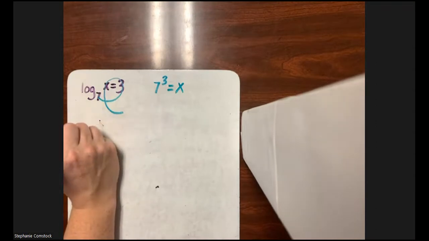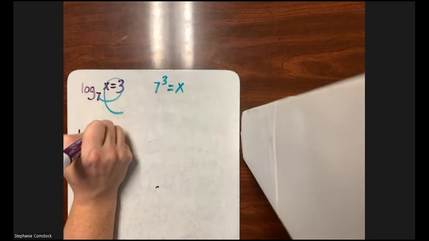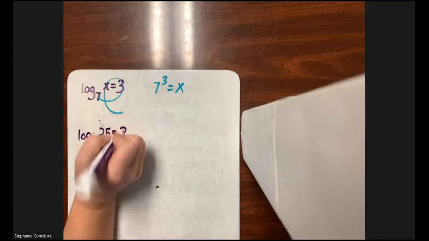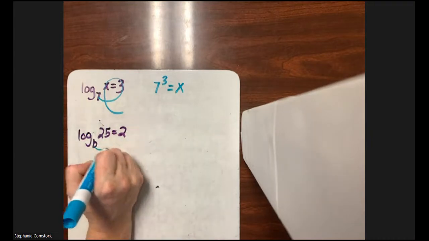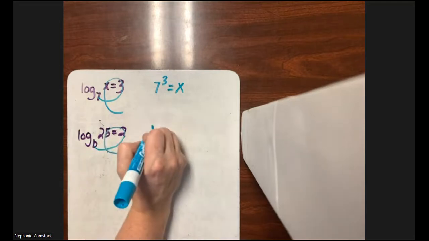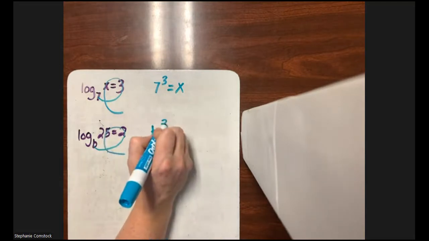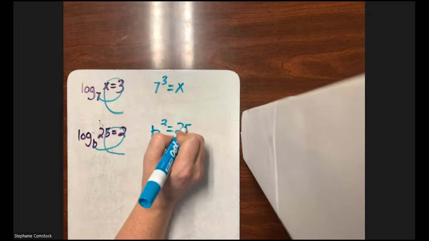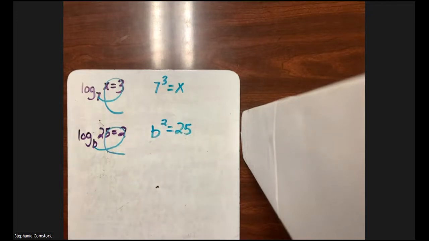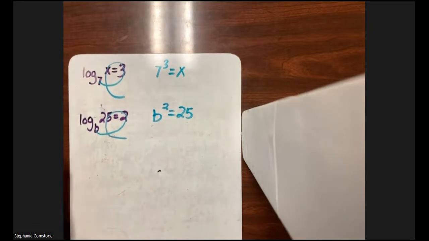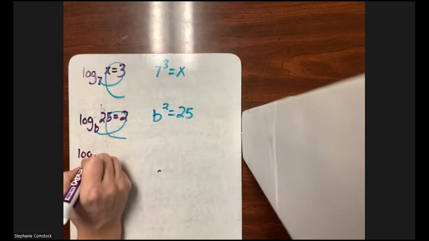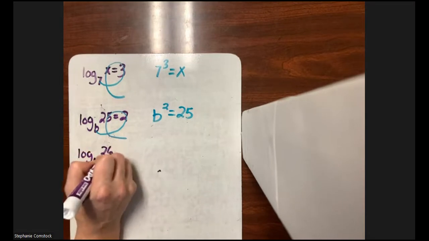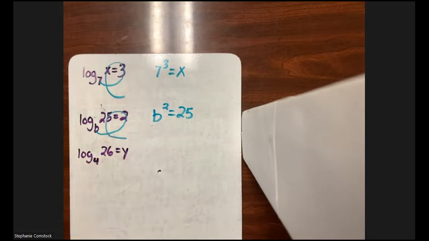Now, it does not matter where they put the letter, or if there are any letters at all, the process still stays the same. So this would be b squared equals 25. And again, if I was asked to solve this, I could now figure out what that number is going to be. Okay. Next one we've got is log base 4 of 26 is y.